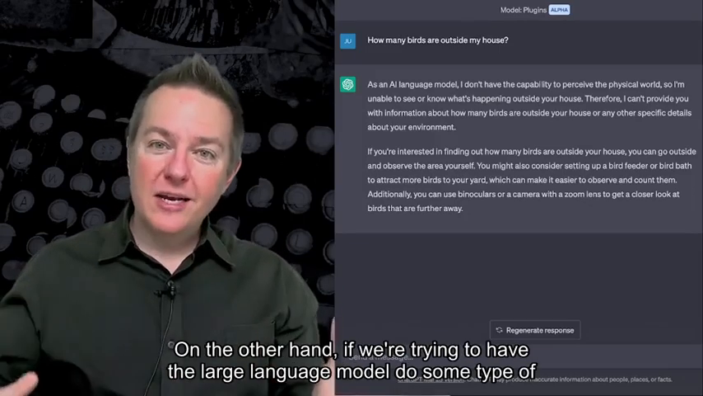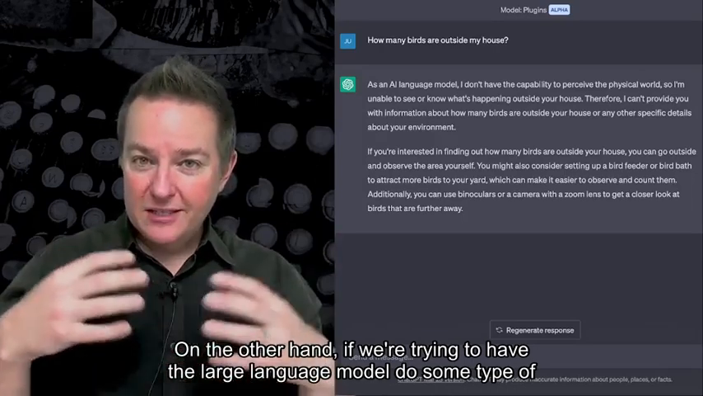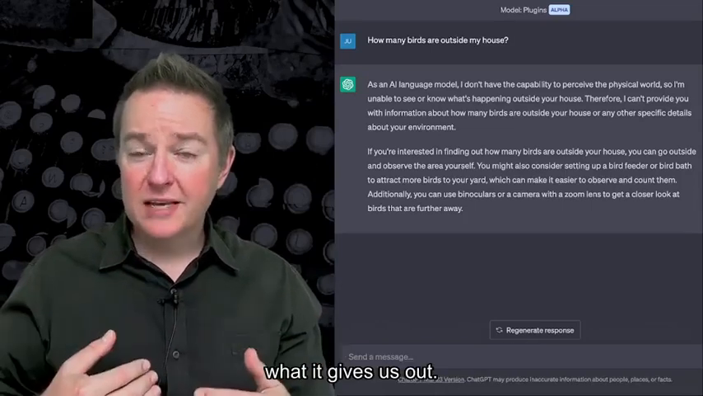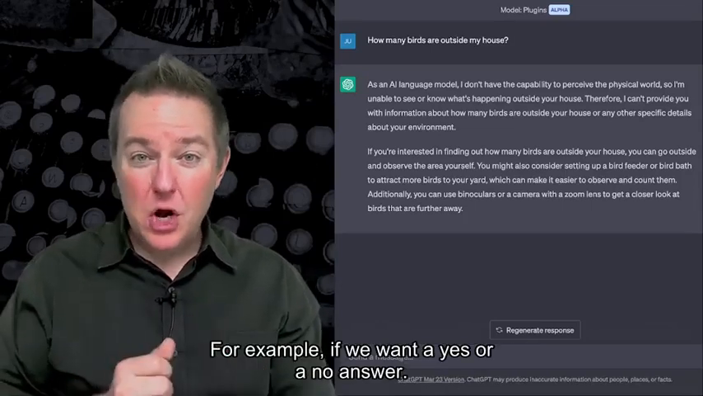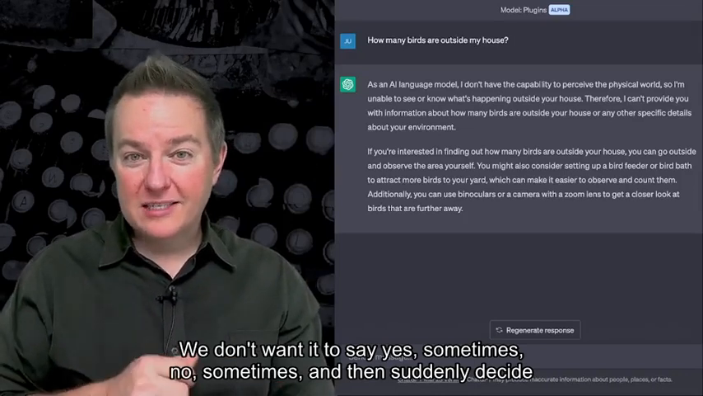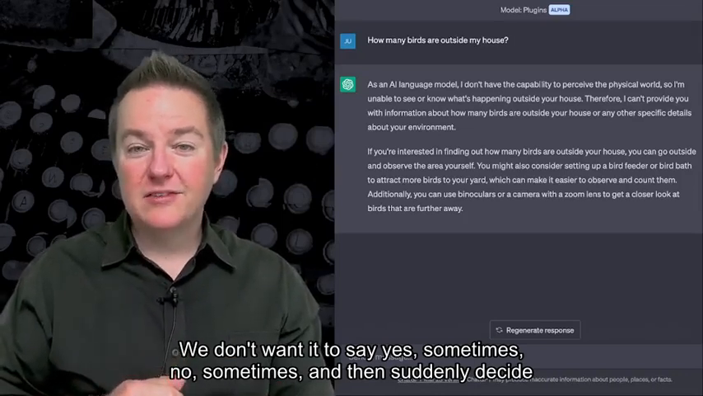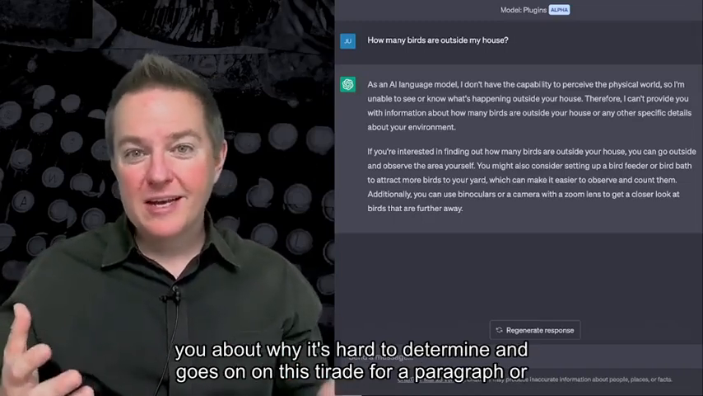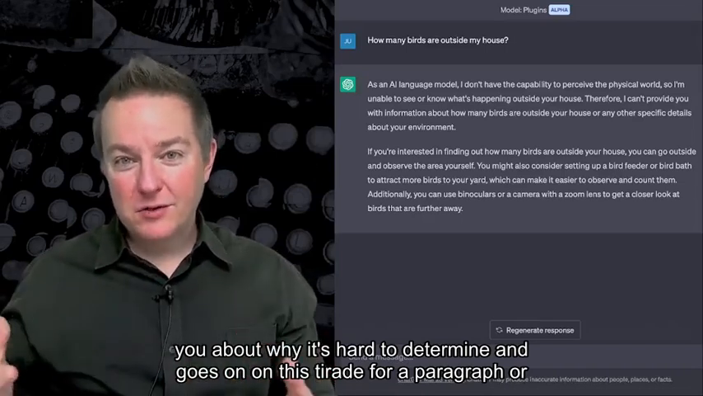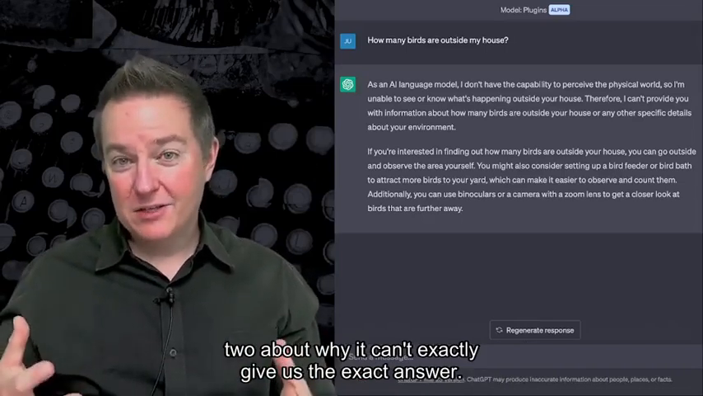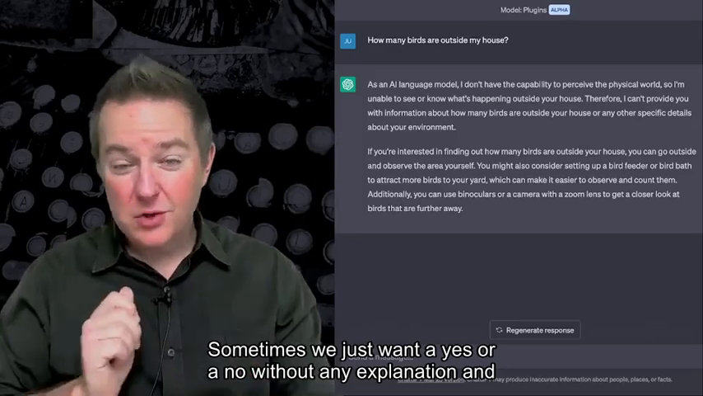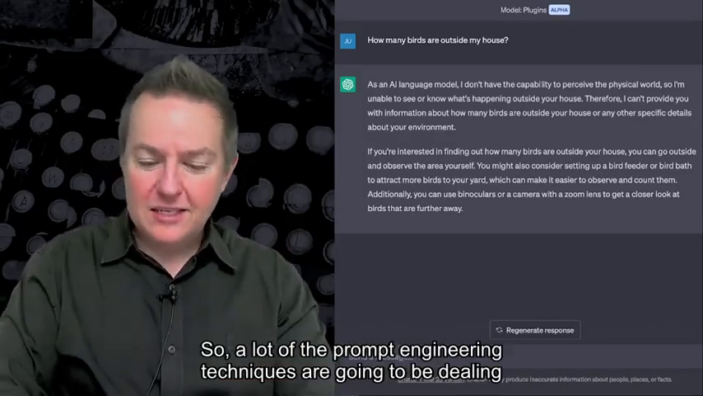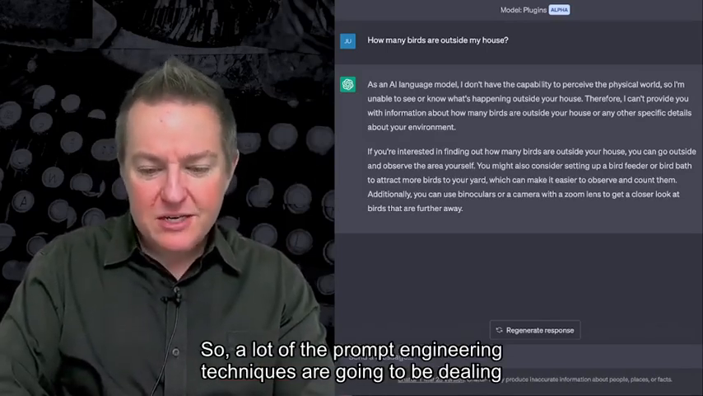On the other hand, if we're trying to have the large language model do some type of reasoning on a system, we may not want it to have a lot of variation in what it gives us out. For example, if we want a yes or a no answer, we don't want it to say yes sometimes, no sometimes, and then suddenly decide to say, well, maybe not, because here are these other things that I'd like to tell you about why it's hard to determine, and goes on this tirade for a paragraph or two about why it can't exactly give us the exact answer. Sometimes we just want a yes or a no without any explanation, and we can't always get that easily. So a lot of the prompt engineering techniques are going to be dealing with this.